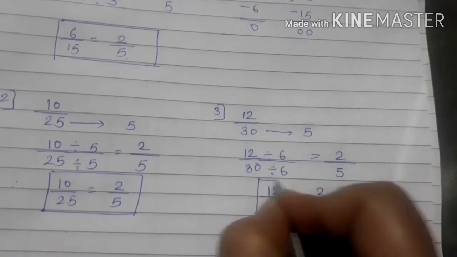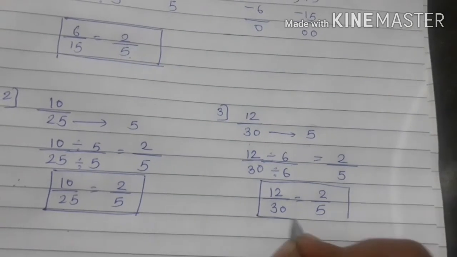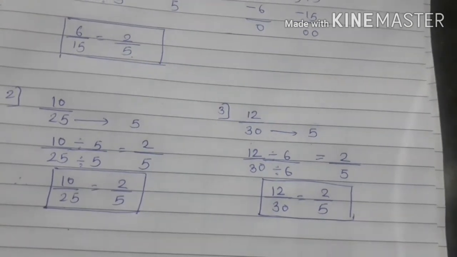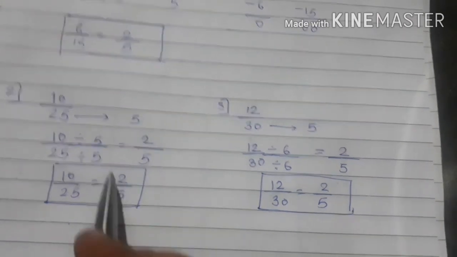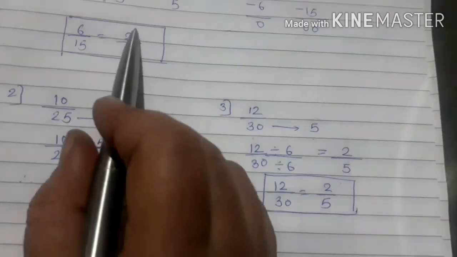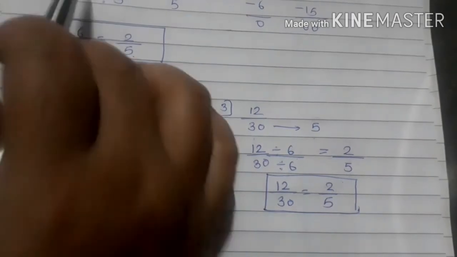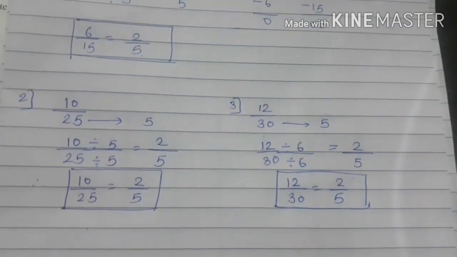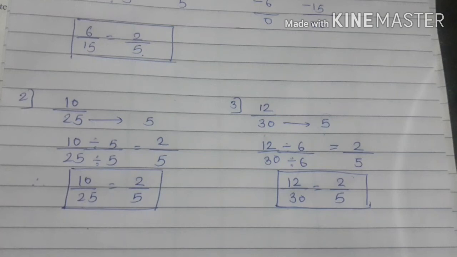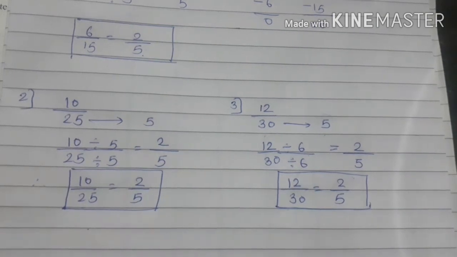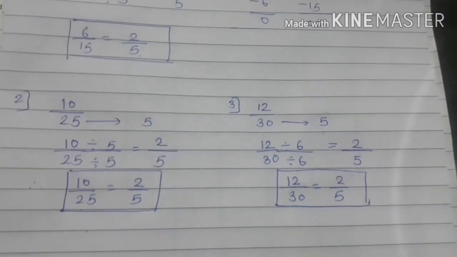These are equivalent fractions. As you observe here, we get 2 upon 5 here, 2 upon 5 here, and 2 upon 5 here also. Means all these fractions are equivalent. Understood these three examples? Now let's see the next one.